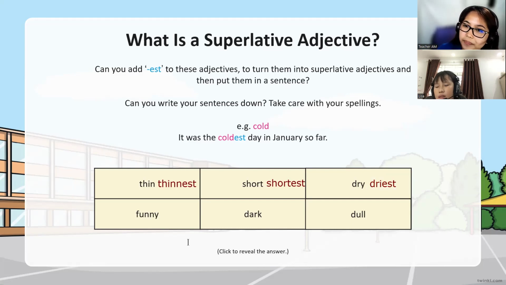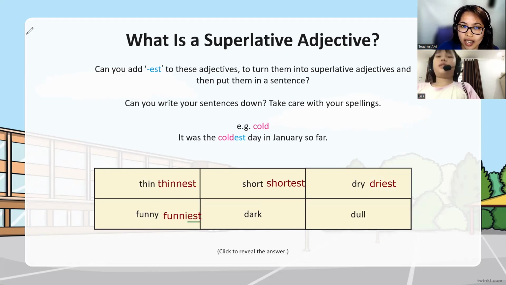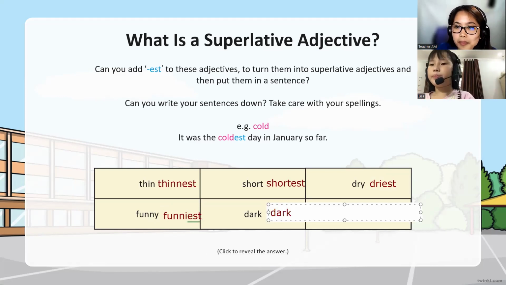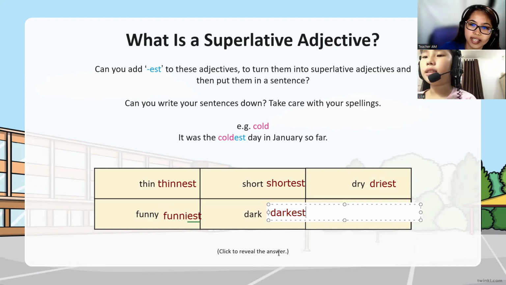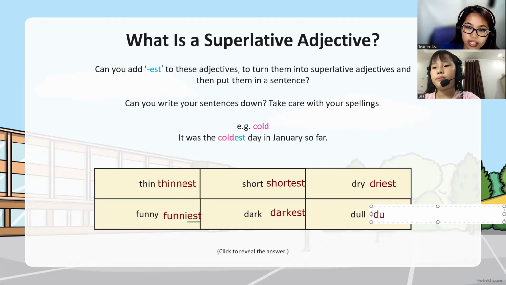What about funny? Put i and est. Great. You can say change y to i and add est, or just put est. Okay, what about dark? Put est. Very good. And lastly, dull. Put est. Dullest. Wow, nice. Now let's make a sentence, Dolin.